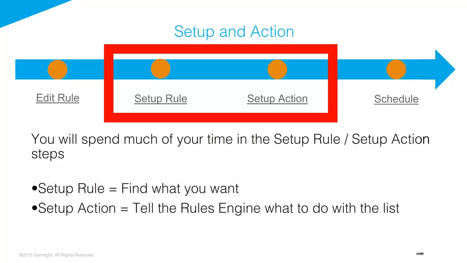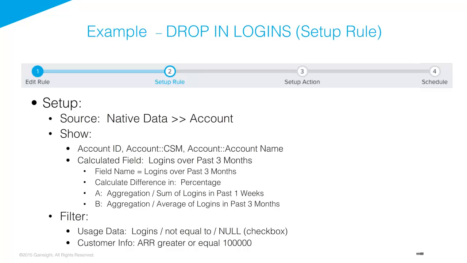This slide is just a quick reminder that much of your time will be spent working within the setup rule and setup action steps. It's useful to remember that the setup rule step is about finding the data you want to work with. The setup action step is where you tell the Rules Engine what you want to do with this data. Now let's begin to set up our rule. In this case, we will be working with demo data. So if you're working with your own environment, this may not match exactly to what you see.